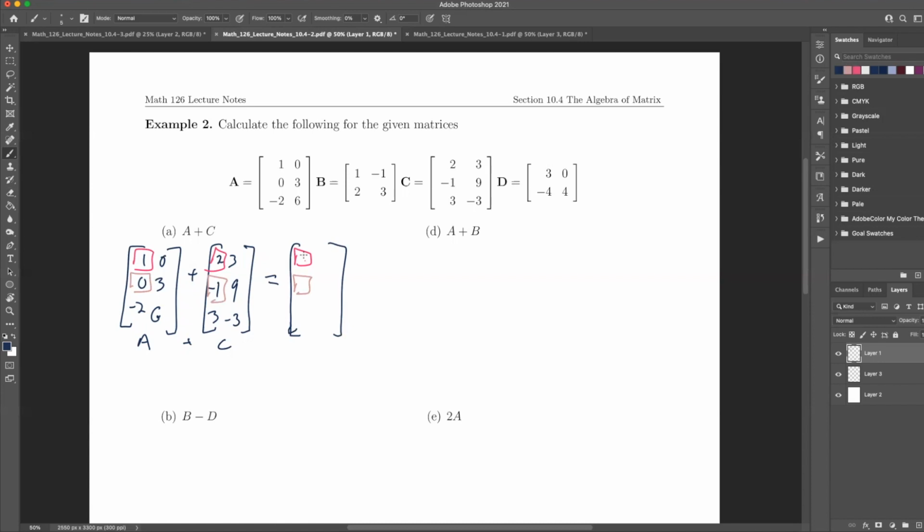And so let's actually do that. So 1 plus 2 is 3. 0 plus -1 is -1. 2 plus 3 is 1. 0 plus 3 is 3. 3 plus 9 is 12. And then 6 plus a -3 is 3. Okay, so you just do it entry by entry.